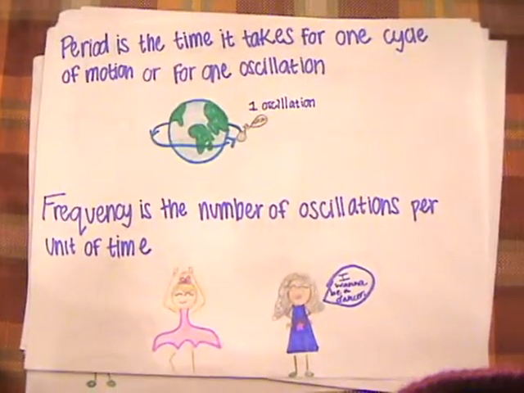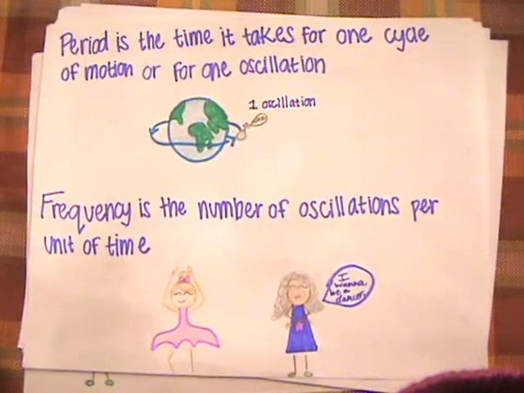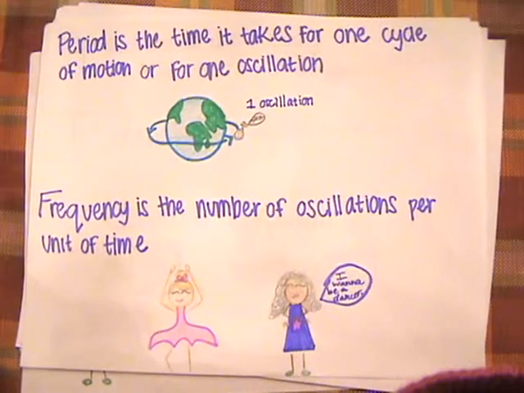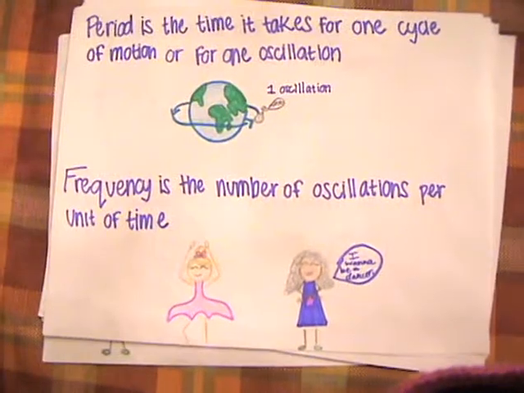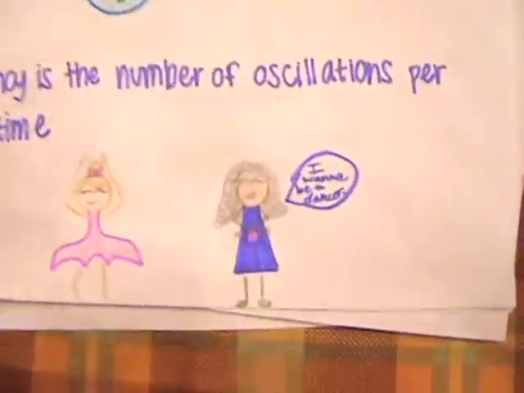Period is the time it takes for one cycle of motion, or one oscillation. An example of oscillation would be when the moon orbits around the Earth. Frequency is the number of oscillations per unit of time.